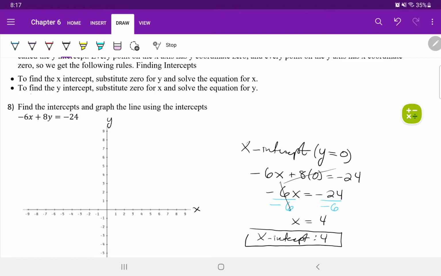And to clarify, because I'm not sure what I just said, a negative divided by a negative is a positive. 24 divided by 6 is 4. I feel like I said negative 4. If I didn't, I apologize. The x-intercept is positive 4. So on the x-axis at positive 4, I'm going to put my coordinate right here, my point.